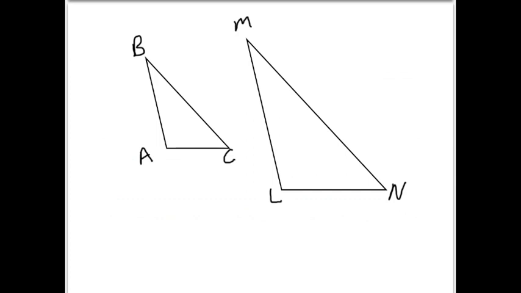If we knew something about the side lengths of this triangle, then we could maybe prove that they are similar using the SSS similarity statement. So let's put in a couple of examples. Let's pretend like the shortest side lengths are, let's say AC is 6 units long and LN is 8 units long. Let's also pretend that the medium side lengths are 9 and 12, and that the longest side lengths are 12 and 15.